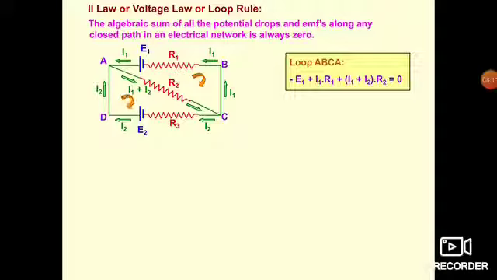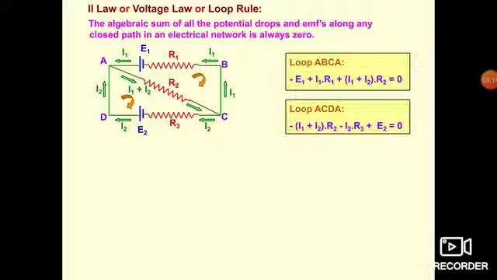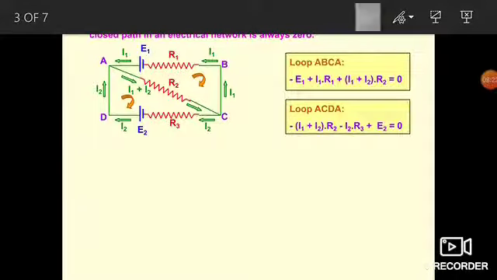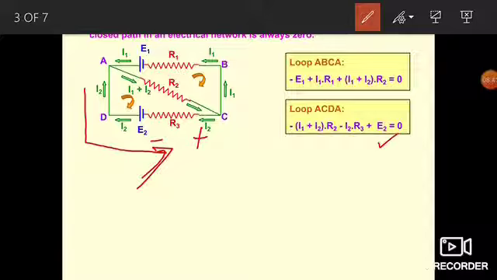We have taken another current loop now, loop ACDA. Now in this loop they have started in this direction. That's why when you move in this direction, you will first get plus of E2. That's why plus E2 is written over here. As I told you that I2 is entering in R3, this terminal is positive and this terminal is negative. So what you will get? First the negative terminal of R3. That's why you will get minus of I2 R3.